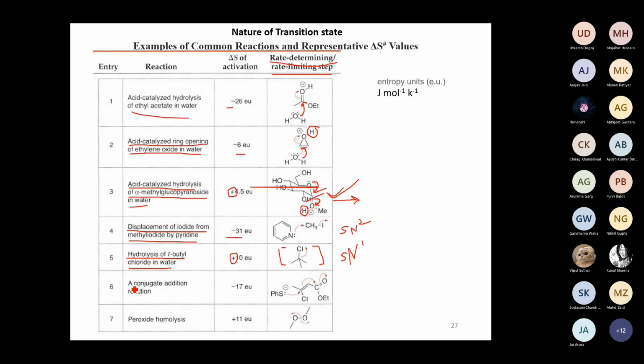All right, and the sixth one, this is the conjugate addition. So you can see also this is a conjugate addition, similar to an SN2 type of reaction. Here two molecules are also involved in the rate determining step. So the value will be negative.